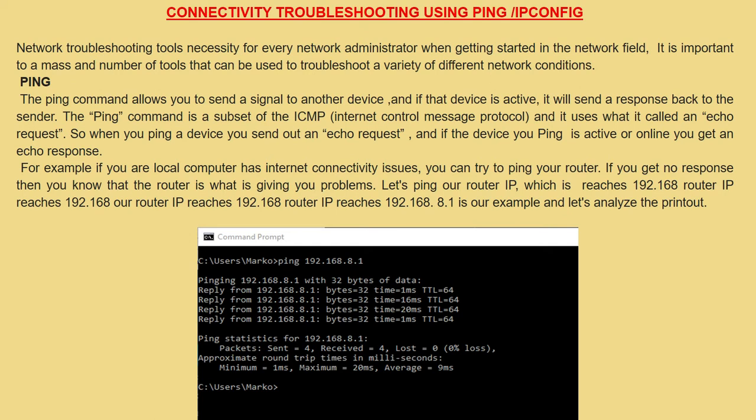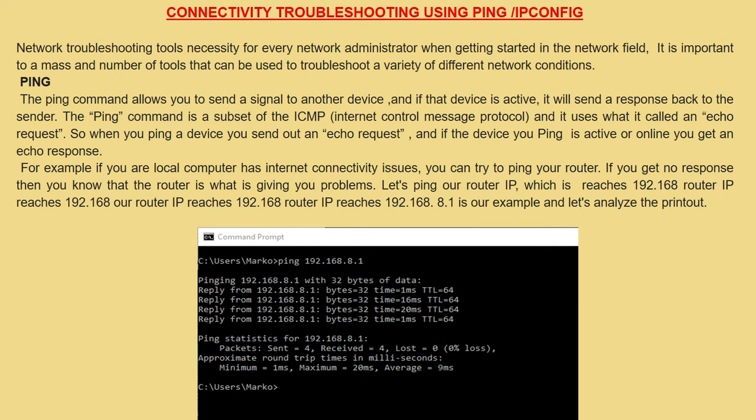Okay, and if that receiver, that device, is active, it will send a response back to the sender. The ping command is a subset of ICMP, that is the Internet Control Message Protocol, and it uses what is called an echo request. So when you ping a device, you send out an echo request, and if the device you ping is active or online right now, you get an echo response from that receiver end.